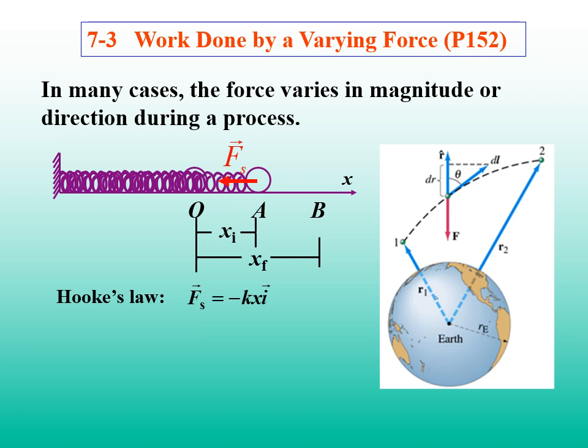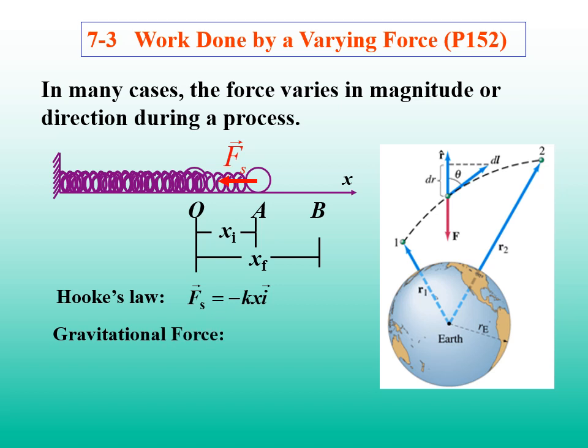The amount of displacement from origin O, and the direction of the force is in the opposite direction of the movement. F spring equals minus kx, where k is a spring constant, which is a measure of the stiffness of a particular spring. Obviously, the force is varying during the process.